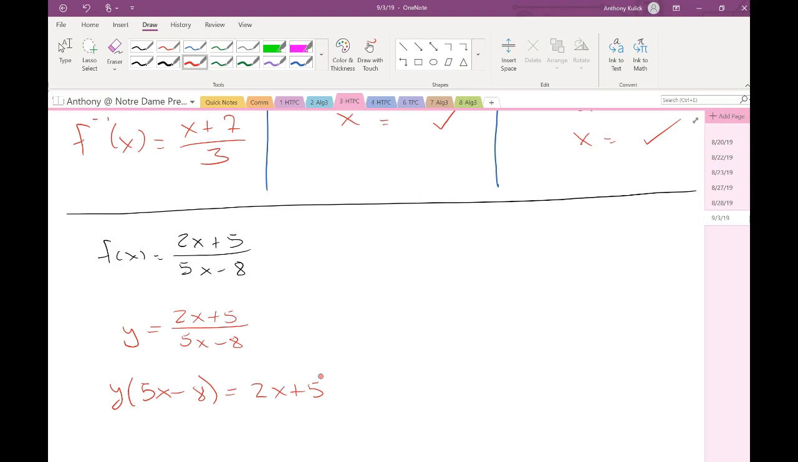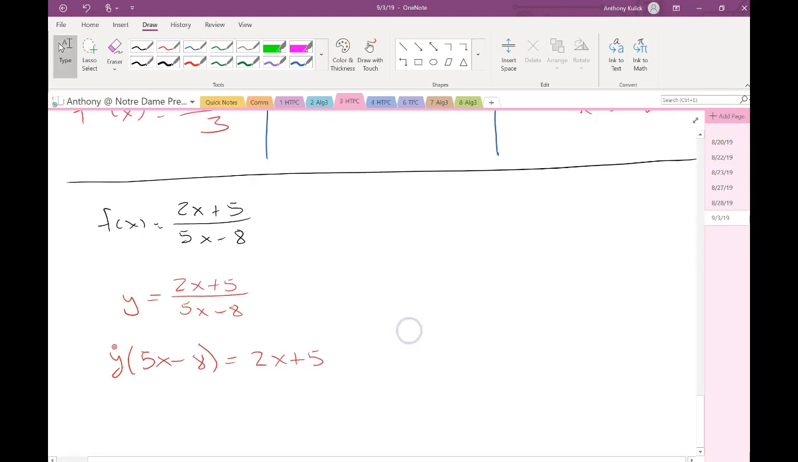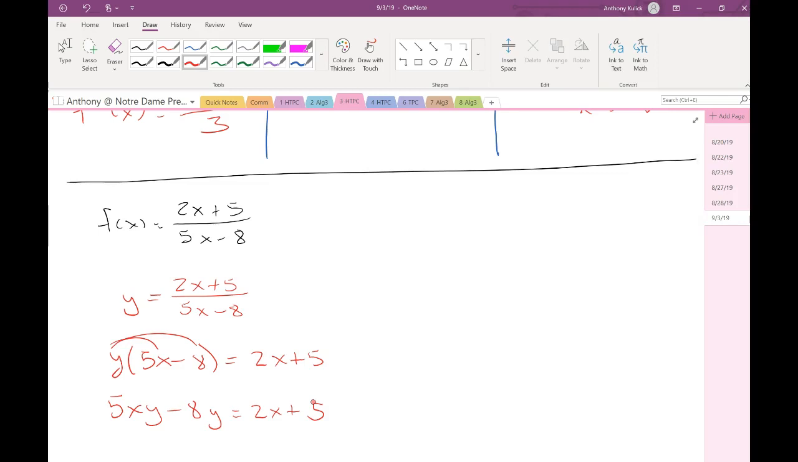Okay, what should I do next? Distribute, I heard somebody say, so we'll distribute that y. Okay, I like that idea. Now what? Again, what are we trying to do here on this step? Yeah, we're getting the x by itself, right? Notice we have x's in two locations right now, so that's a little bit odd. What do you think we should do to remedy that?